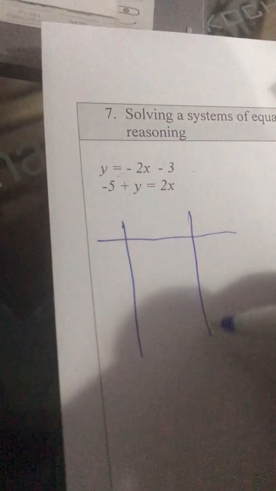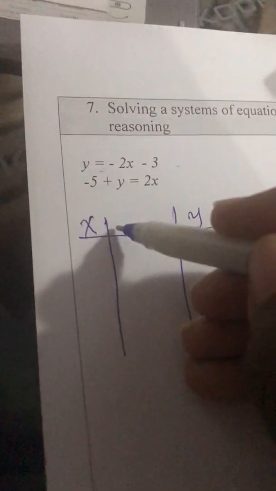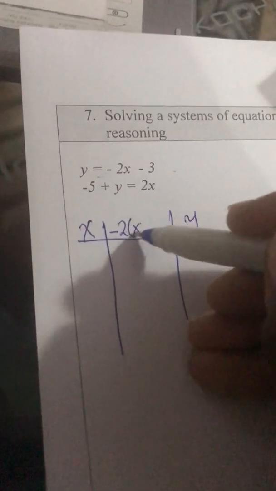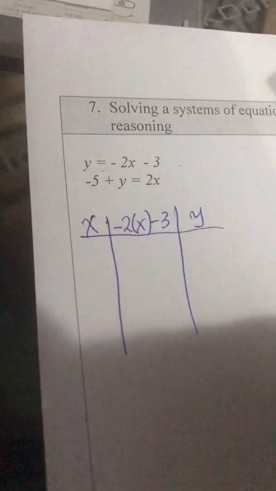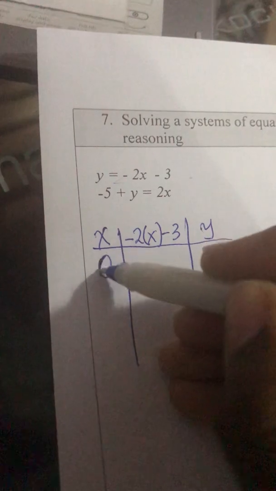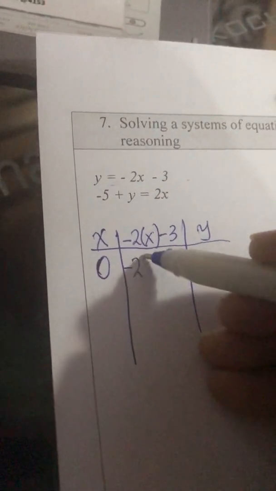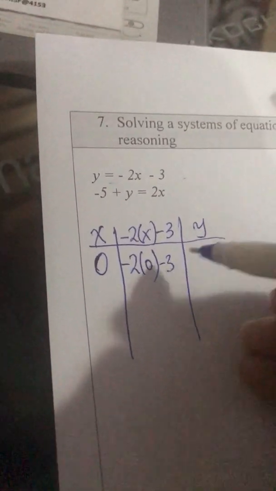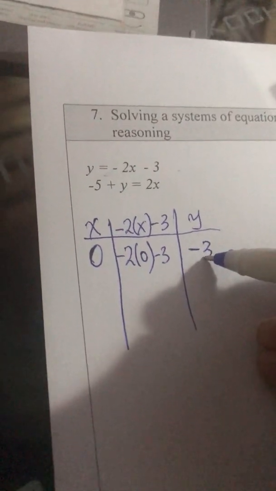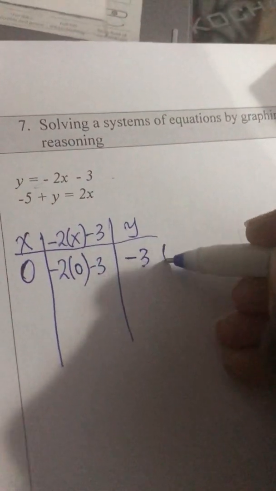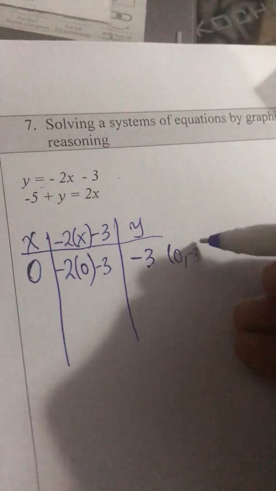So this is already in slope-intercept form. So you just draw your table. This is x, this is y, this is -2(x) minus 3. So x is 0, so you do -2(0) minus 3, you have -3. Okay? So your first point is (0, -3).